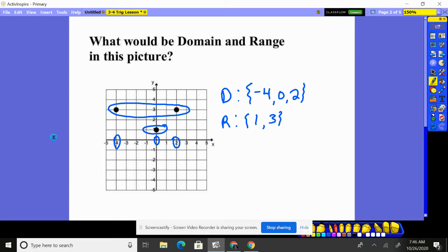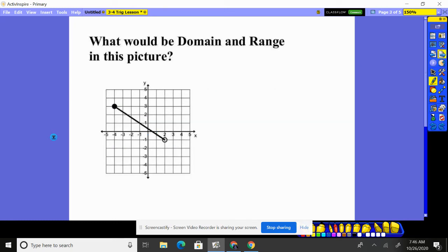All right, I'm never going to really ask that. I'm going to ask more things like this, okay? But it gets your mind thinking. What would be the domain and range in this picture? So here's the way we approach this. The domain says which x's have values.